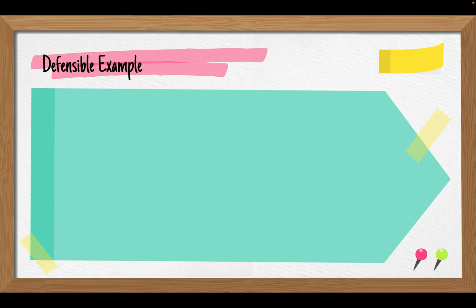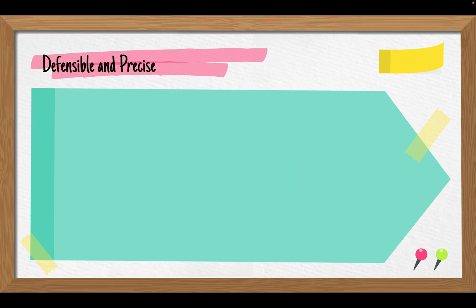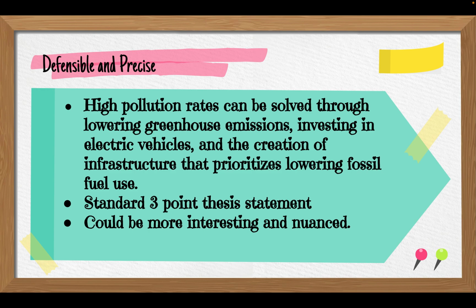Here's another example. This is actually an example of a defensible thesis. Lowering greenhouse emissions is a solution to the impact of high pollution rates. This is defensible as someone else could give a different reason, but it is not a complete thesis. It is missing the precision part, the reasons. Here is a thesis that is both defensible and precise. High pollution rates can be solved through lowering greenhouse emissions, investing in electric vehicles, and the creation of infrastructure that prioritizes lowering fossil fuel. This is the standard 3-point thesis that I already mentioned.